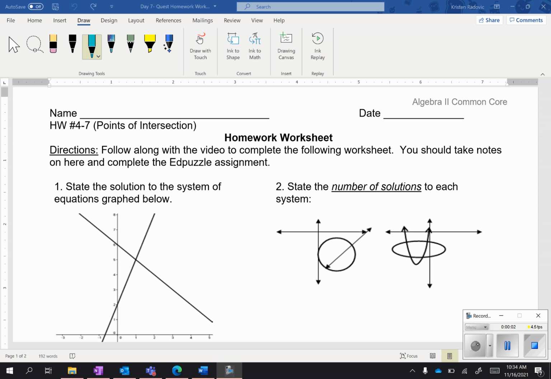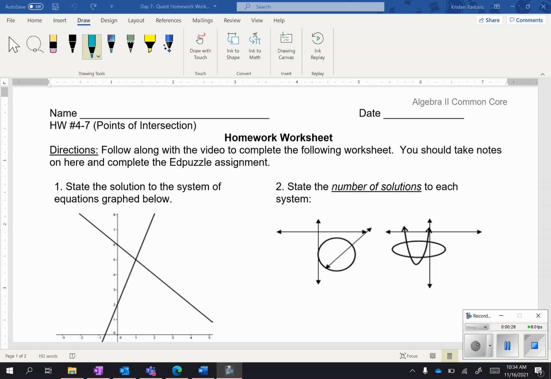Hello, this video is going to go over systems of equations. Now, a system of equations just means more than one equation put together. In other words, now we're looking at two equations at once or three equations at once. And the solution to a system are values that make each equation in the system true.